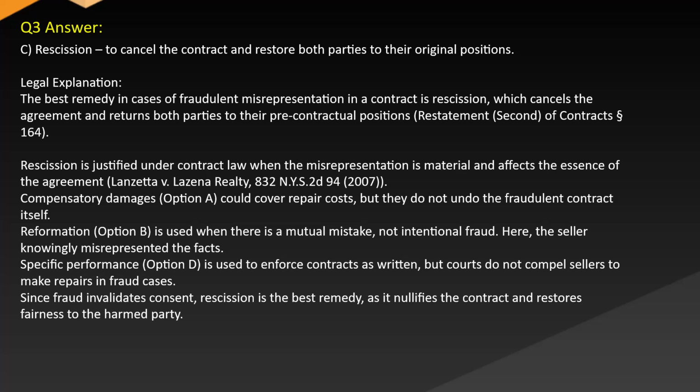Lanzetta v. Leisner Realty, 832 N.Y.S.2d 94, 2007. Compensatory damages, option A, could cover repair costs, but they do not undo the fraudulent contract itself. Reformation, option B, is used when there is mutual mistake, not intentional fraud. Here, the seller knowingly misrepresented the facts. Specific performance, option D, is used to enforce contracts as written, but courts do not compel sellers to make repairs in fraud cases. Fraud invalidates consent.